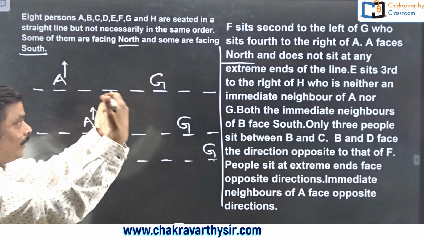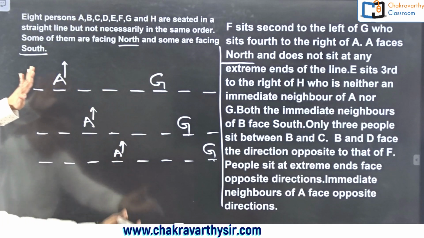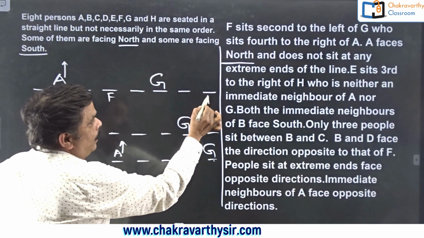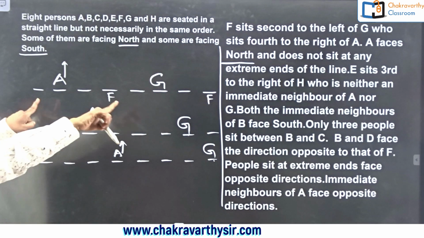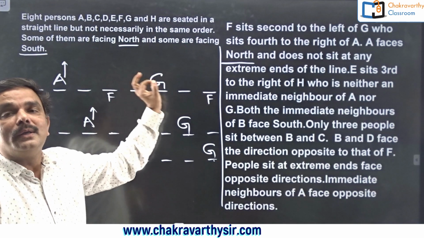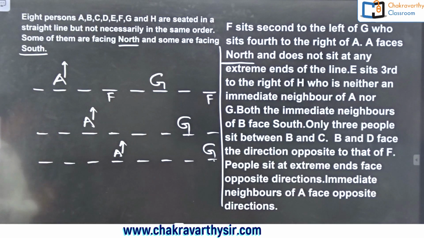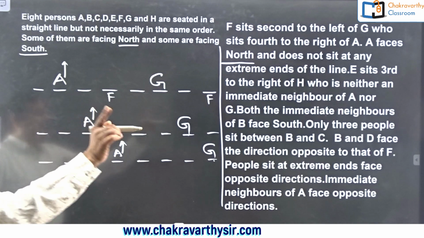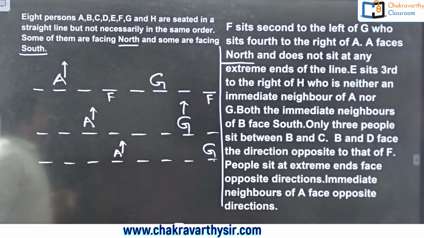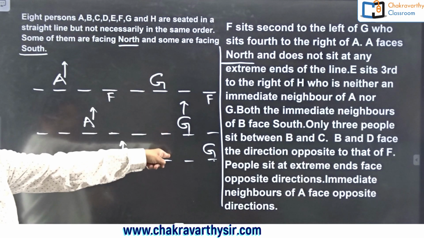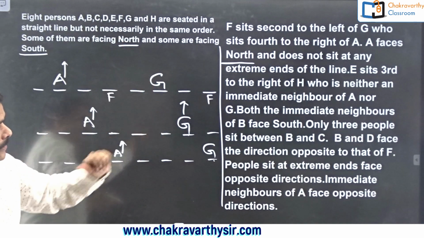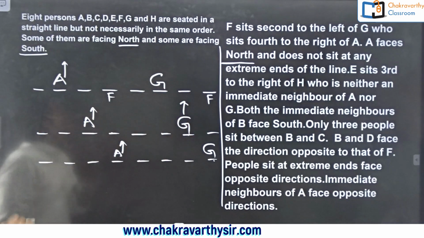That means again there are two more possibilities, but I am not going to take two more. Simply I write here F can be here or here. Two places. These are two equally possible places for F. Here I don't know whether G is facing north or south. But you observe here F sits second to the left of G. According to this information, G must face north. G cannot face south.